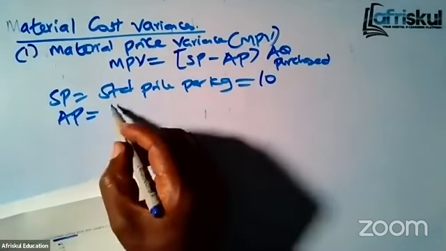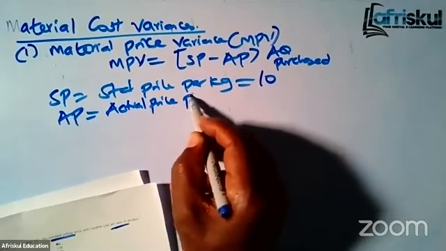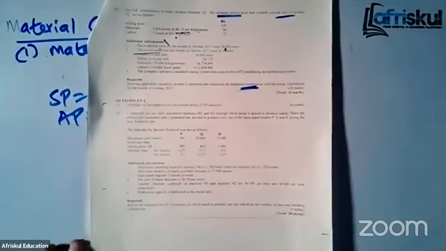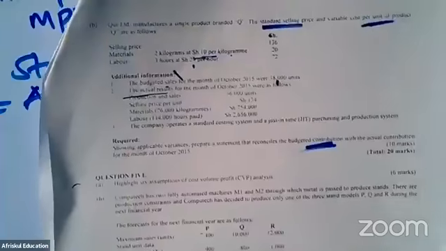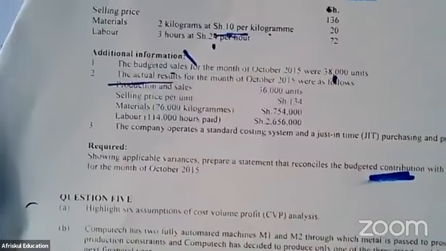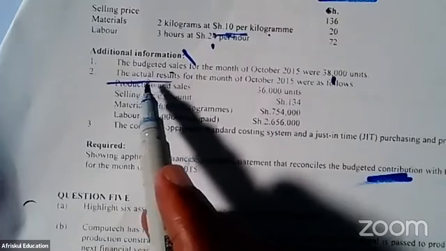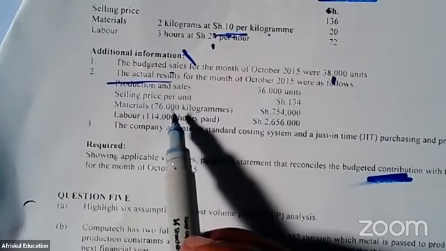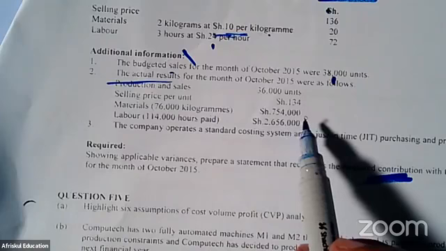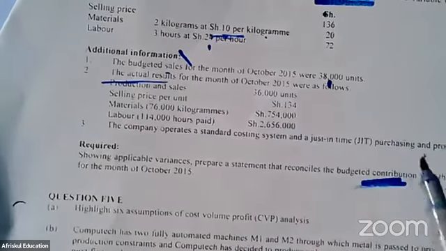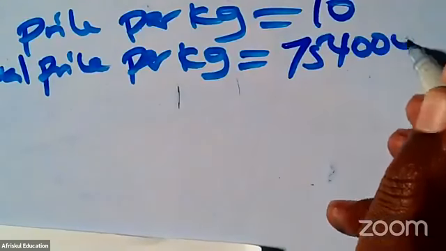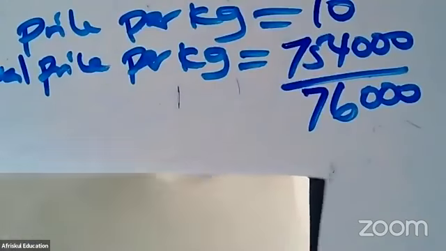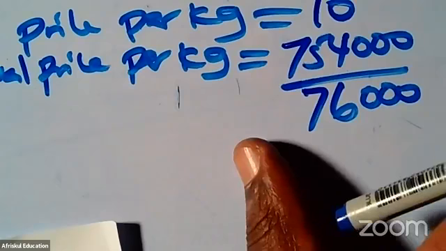What does AP stand for? This is actual price, again, per kilogram. If you look at our actual price in our paper, the actual information is in note number 2. So under actual results, we have materials where we procured 76,000 kilograms at 754,000. Therefore, the actual price per kilogram will be 754,000 divided by 76,000. But there is no good reason for you to divide. Just leave this the way it is.